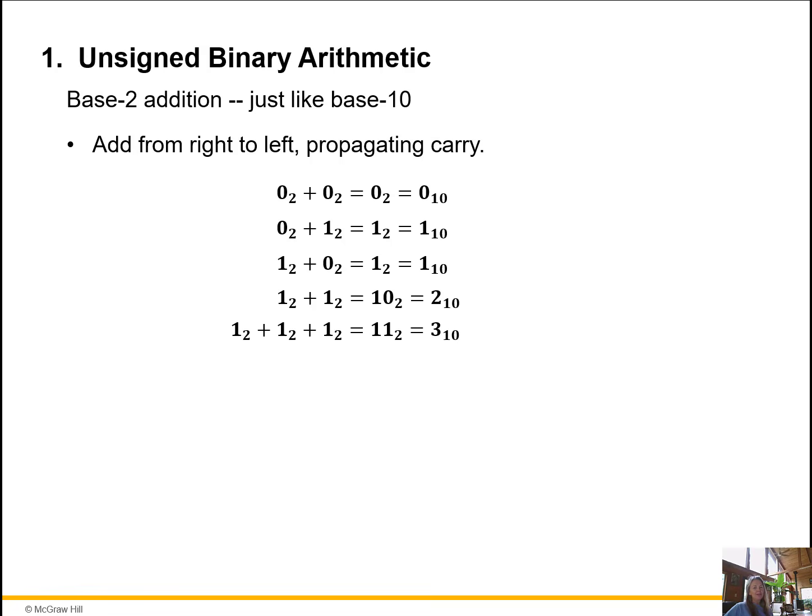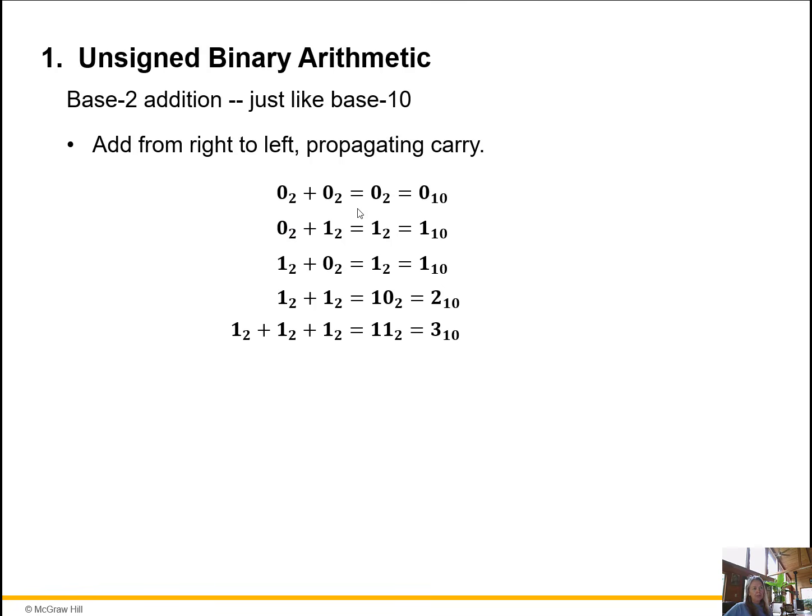Hi, we are beginning part 2 of week 1, and we are looking at unsigned, meaning neither positive nor negative, binary arithmetic. So unsigned binary arithmetic. If we're going to add, let's just lay some ground rules on what this addition is going to mean to us.